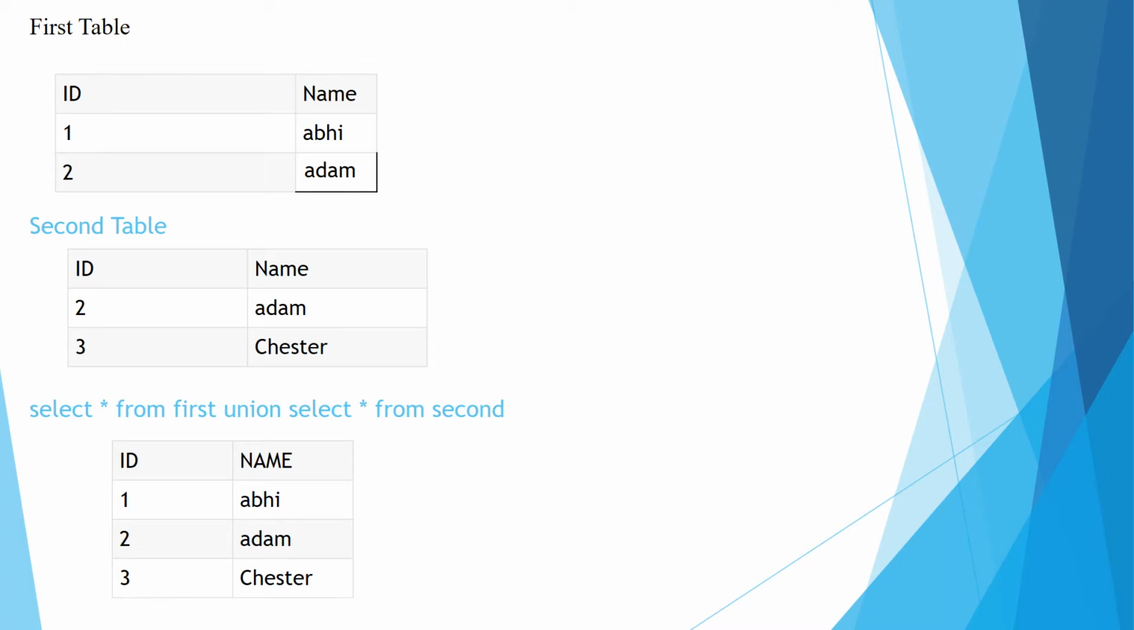So the union operation is applied to these 2 tables. The resultant table displays only 3 values. The common one is ID 2 and Adam, so the duplicate is discarded and written only once in the resultant table. So totally we have 3 values in the resultant table. That is the union operation.